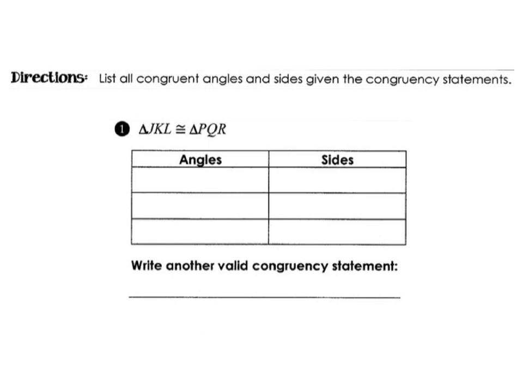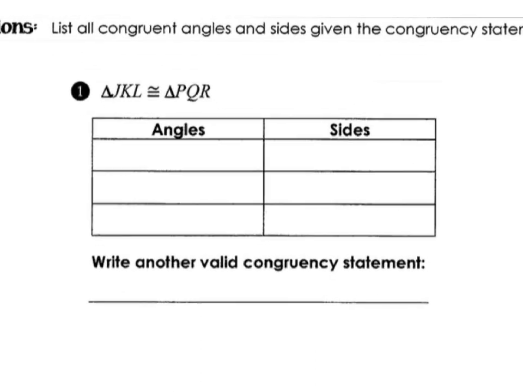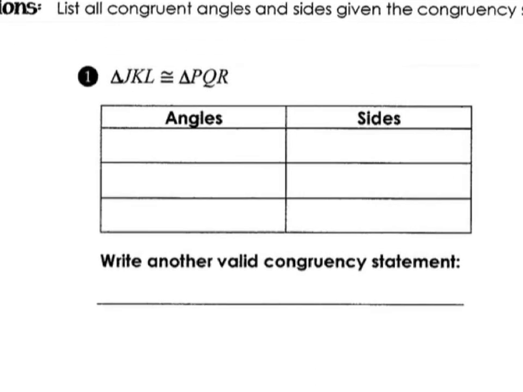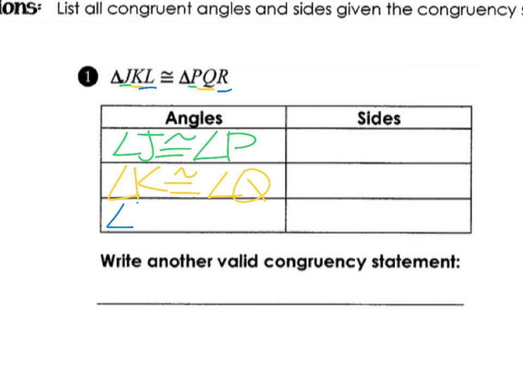All right, so directions for number 1, we want to list all the congruent angles and sides given our valid congruency statement. So I'm going to zoom in so we can see this a little bit easier. So let's start with our angles. Our first letter is J, and our first letter over here is P, because we know triangle JKL is congruent to triangle PQR. So we can say that angle J is congruent to angle P. And then we can say that angle K is congruent to angle Q, because those are both the second letters in each of the triangles. And then last but not least, we can say that angle L is congruent to angle R because those are both the third letters.